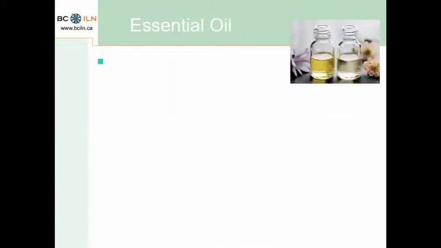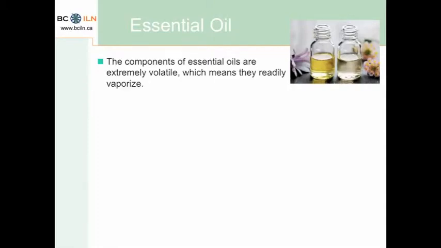The type of samples that we're going to be looking at today are called essential oils. They are a natural oil that can be obtained from plants. They can also be referred to as volatile oils, called volatile because the components in them readily vaporize into the gas phase. This property makes them the perfect choice for GC analysis. They are super concentrated. For example, it takes 16 pounds of fresh peppermint leaves to produce just 1 ounce of peppermint essential oil.